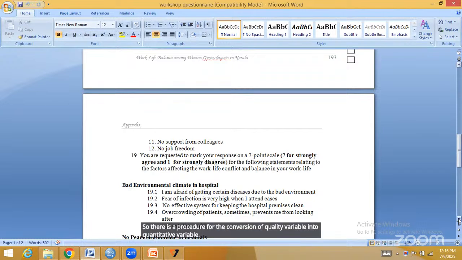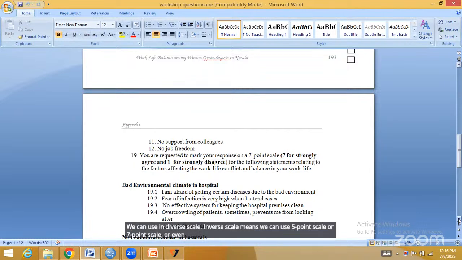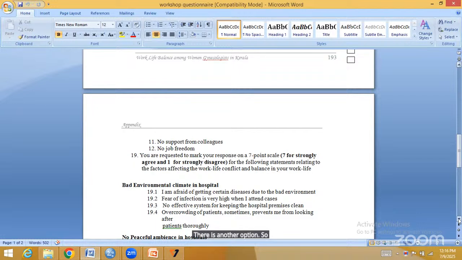We can use interval scale. Interval scale means we can use a 5-point scale or 7-point scale or even a 10-point scale, giving a maximum score. There is another option. So by using such a type of scoring, interval scale, we can measure a qualitative variable numerically. So that is called measurement.